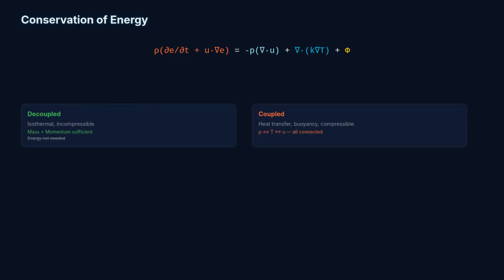The first law of thermodynamics for a fluid: energy changes due to pressure work, heat conduction, and viscous dissipation. The key point: for isothermal incompressible flows, the energy equation is not needed. Mass plus momentum give four equations for four unknowns. Energy decouples. But the moment you have temperature differences, buoyancy, or compressibility, energy couples back in. Density depends on temperature. Temperature depends on velocity. Velocity depends on density. All three conservation laws must be solved together.